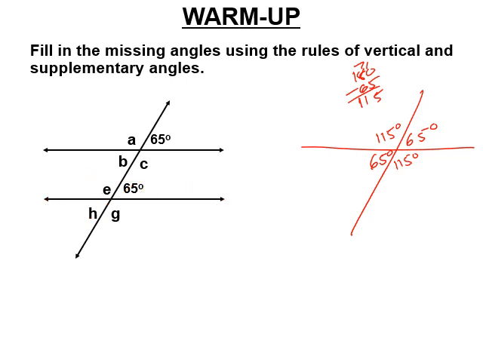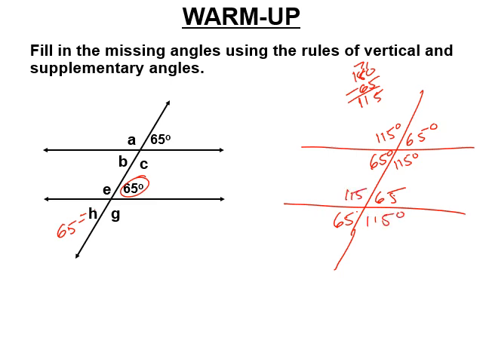Now, the bottom is exactly the same, right? This is 65. H is vertical. It's also 65. E and G are just like A and C, so they're also 115 degrees.